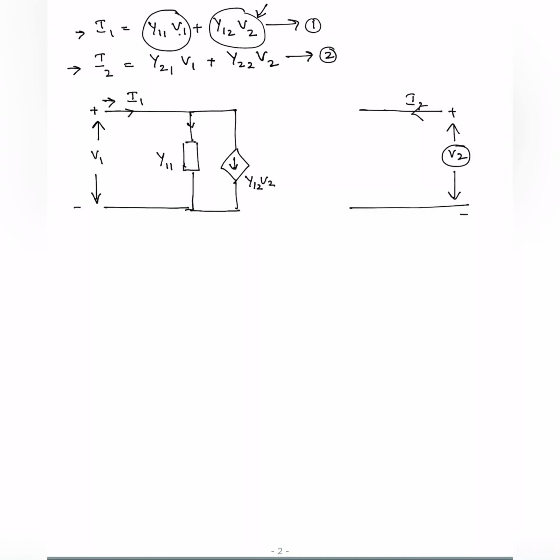So the basic understanding is that the current I1 flowing here splits up into this current as well as this current. So I1 is equal to y11 V1 plus this current, that is y12 V2. Hence you get the governing equation number 1. The left hand side of the circuit represents the first governing equation.